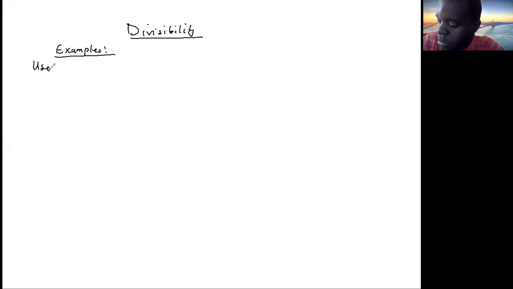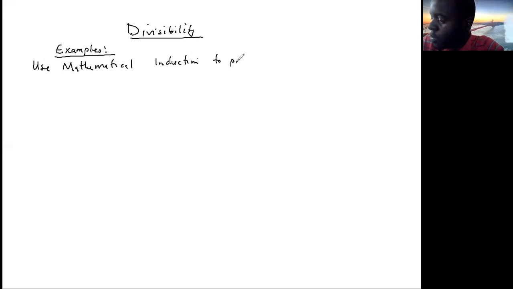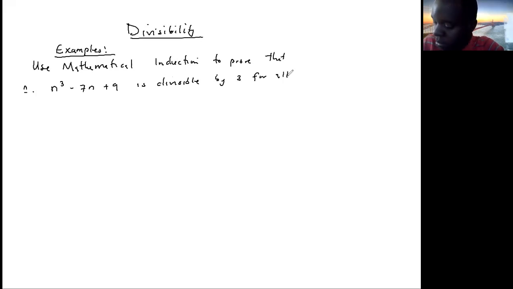So use mathematical induction to prove that n to the power 3 minus 7n plus 9 is divisible by 3 for all integers n. So for all positive integers n.